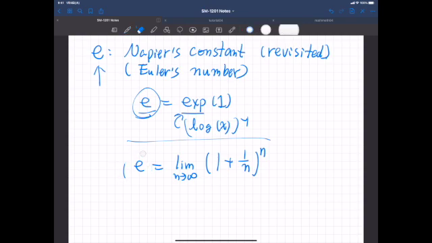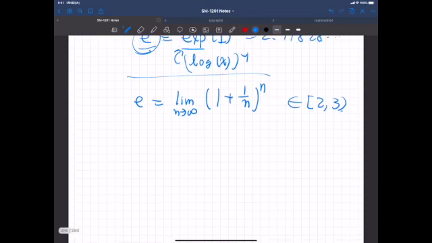But anyway, we try to show that this converges to somewhere between 2 and 3. Okay? In fact, the value of this constant is something like 2.718 or so, I guess, and 28 and so on. So that's what we are going to show now.